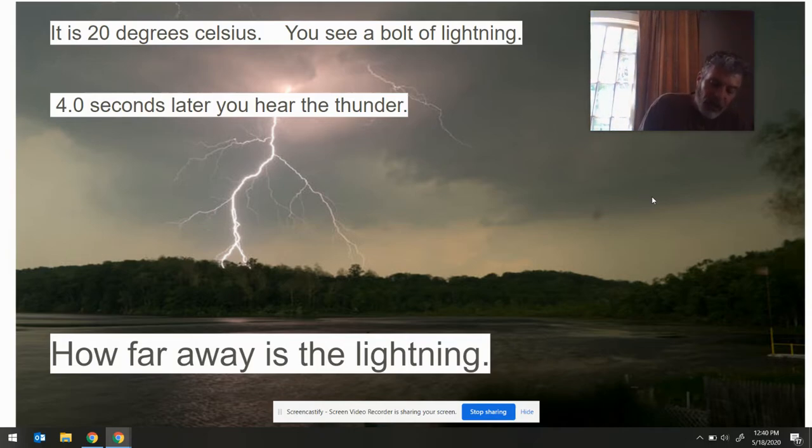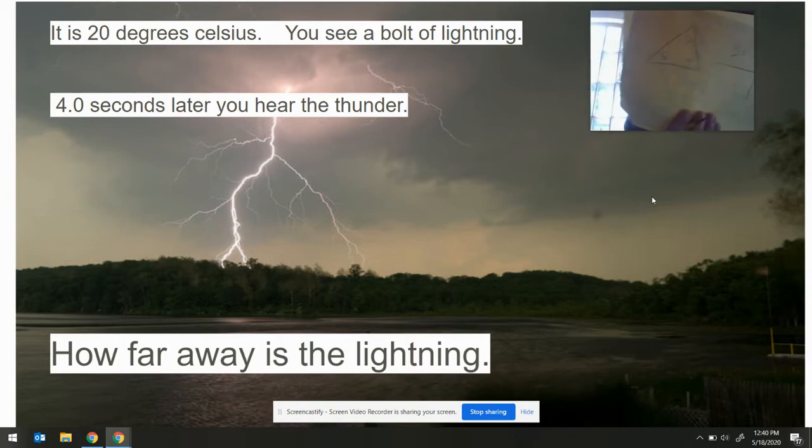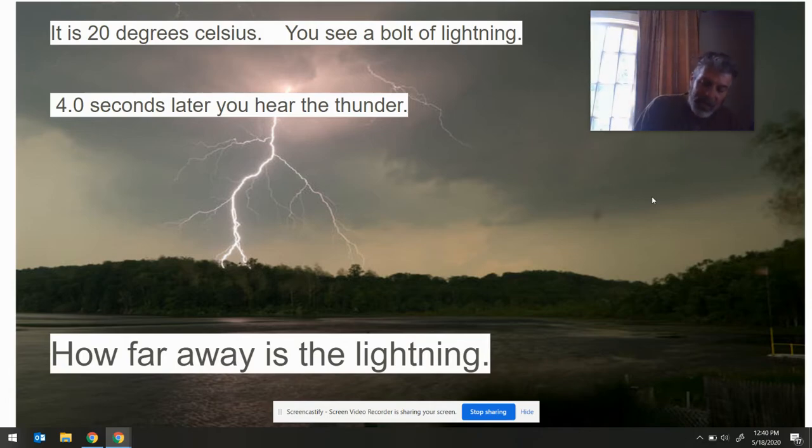So distance is equal to speed times time. I set up my T table like that. Speed is equal to, time is equal to. Now let's remember, we just figured out the speed of sound at 20 degrees Celsius. That's 343 meters per second. We just got that on our prior question. And 4 seconds is the time.